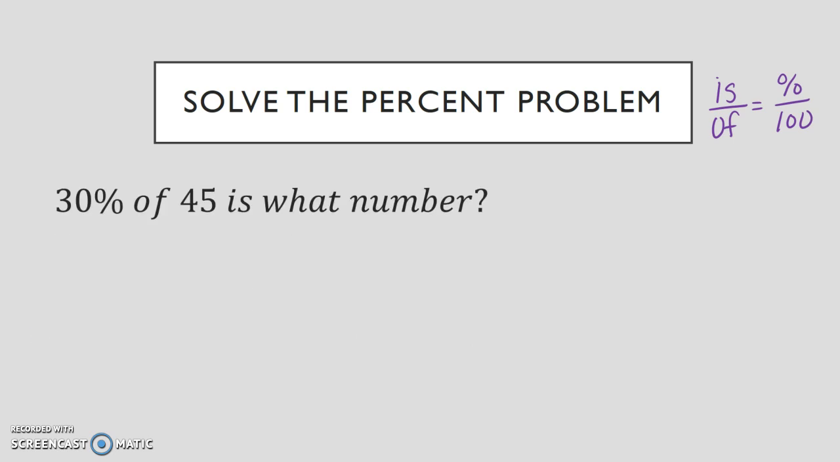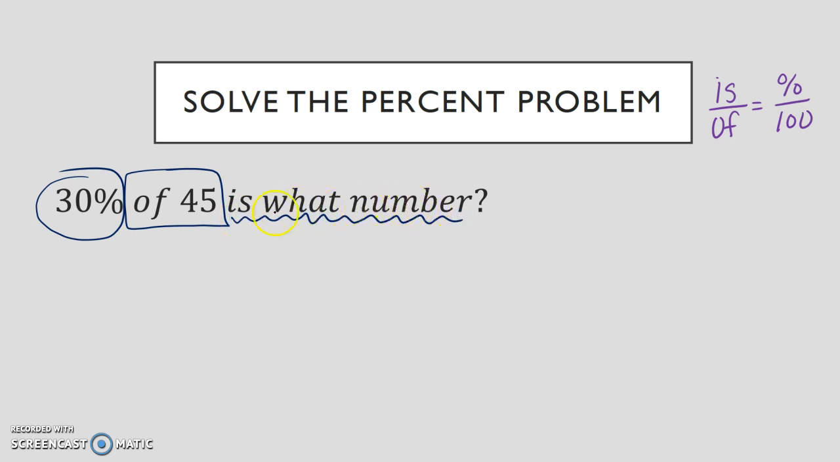So our first problem says 30% of 45 is what number? So when I read that problem, I'm going to start with circling my percentage. I got 30%. I'm going to box off my of. So I've got of 45. And then I'm going to put a little squiggle under is. Is what number? So here, my unknown is my is.